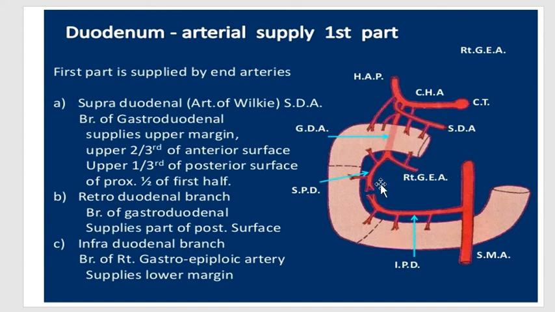Okay, so this is the supraduodenal artery, which is also called the artery of Wilkie. This is a branch of gastroduodenal artery. It gives a branch to the first part, and then there is the retroduodenal artery. This retroduodenal artery is a branch of gastroduodenal artery. Okay, it also supplies the posterior part of the first part of duodenum.